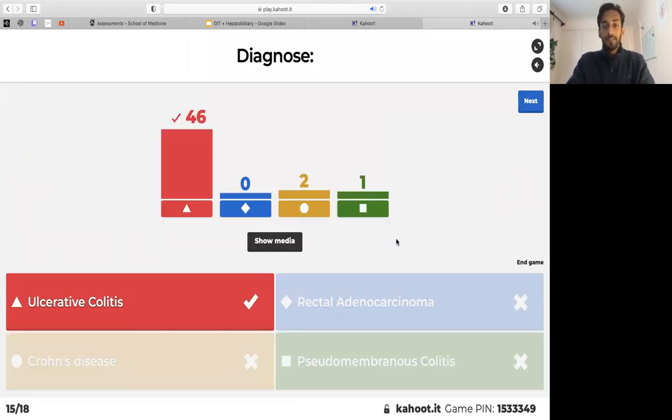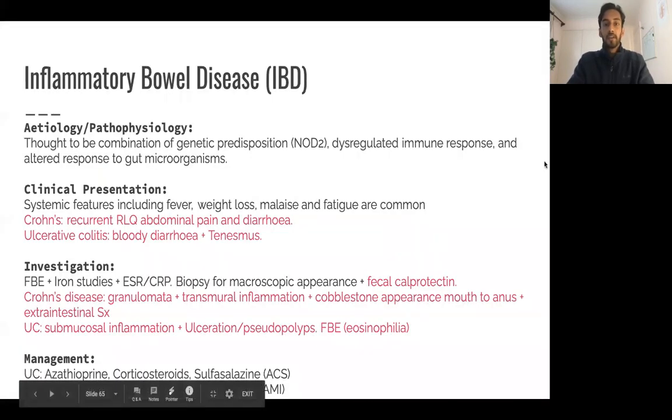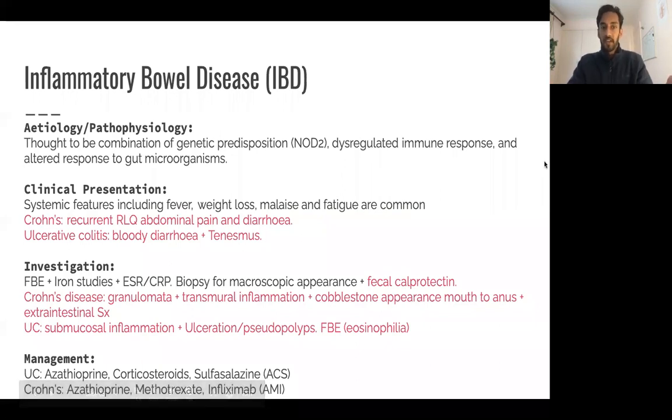Well done, everyone. UC was the correct answer. So IBD, let's very briefly go through it. IBD has two main presentations, Crohn's and ulcerative colitis. Crohn's more usually presents with just diarrhea, no blood, but you get your recurrent right lower quadrant pain because of the location of Crohn's disease. Ulcerative colitis, more commonly the left, but you get bloody diarrhea plus sometimes tenesmus.